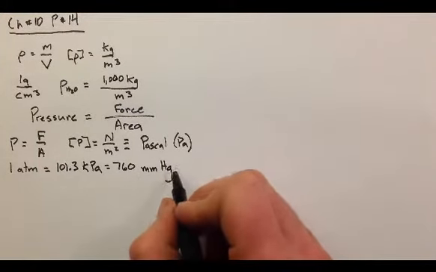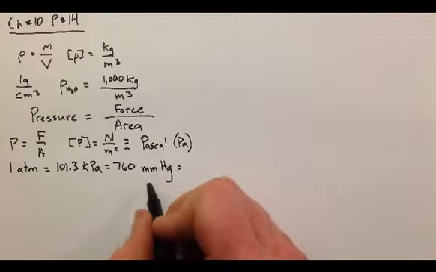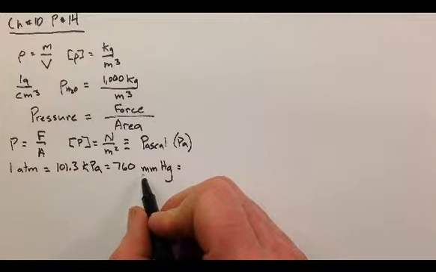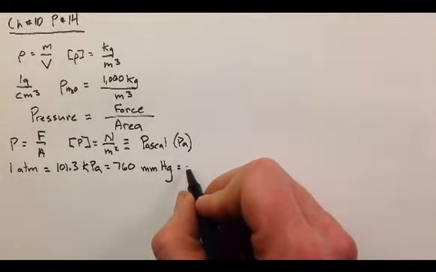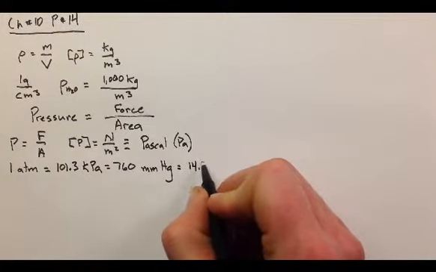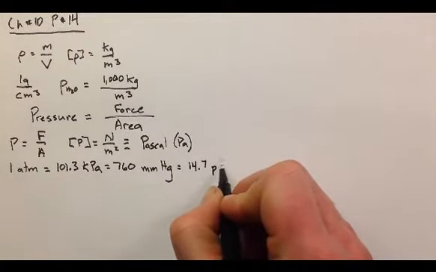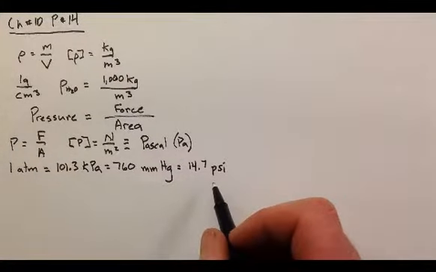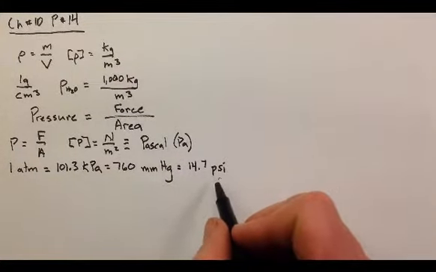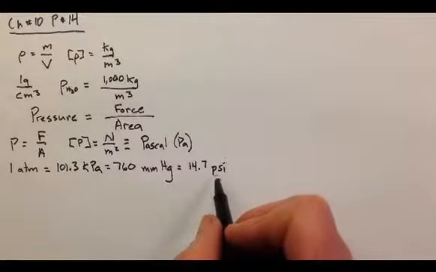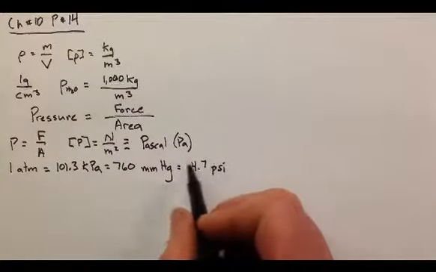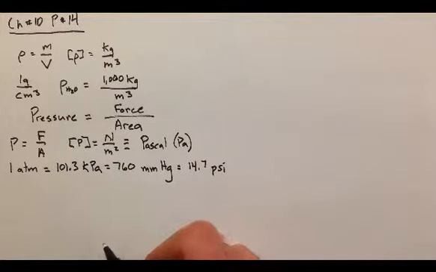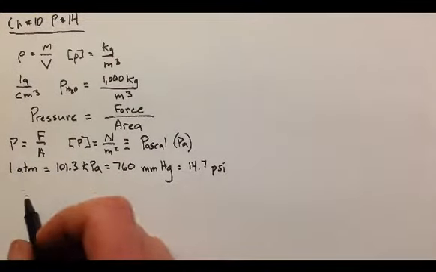We use this with barometers a lot. This is the height of a column of mercury that atmospheric pressure could support, or 14.7 psi. This is pounds per square inch. We probably won't use this all that much. Okay, so pressure. We know a lot about pressure now.